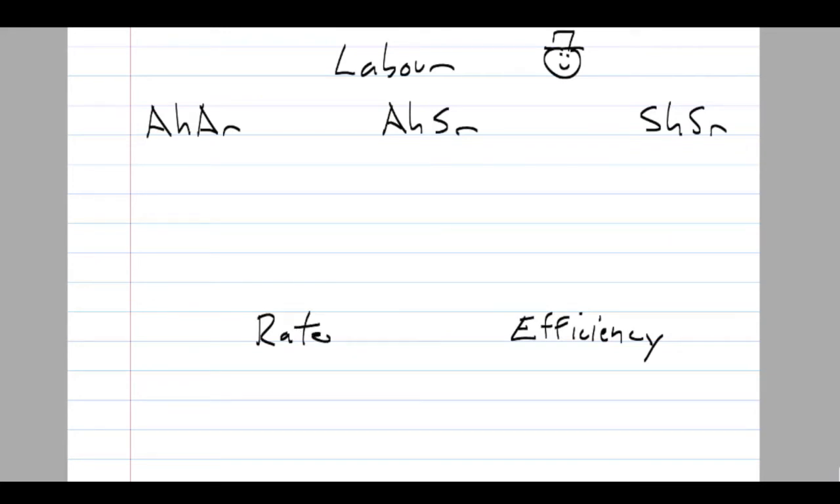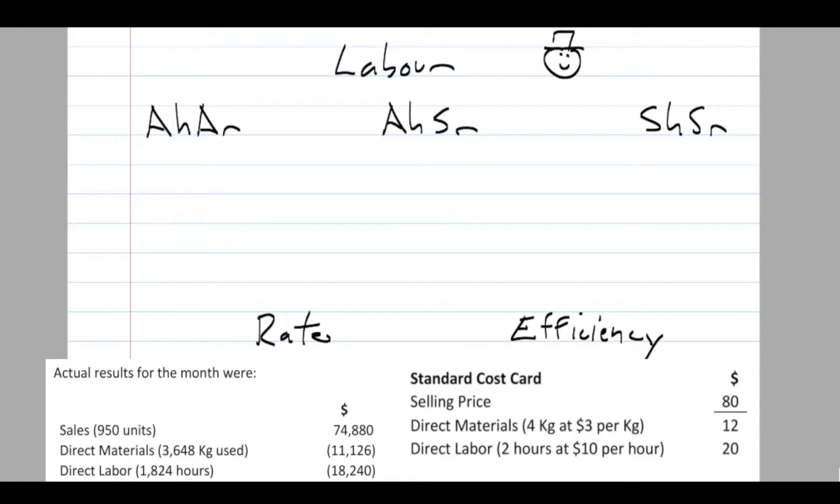Okay? Now, I'm showing you the information from the actual results and the cost card. Can you find the actual hours? I think you can. Can you find the standard rate? I think you can. I'll give you a hint. We're always talking about 950 units here. So I'll give you 1 minute. See if you can do this on your own. The clock is ticking. You've got to find the actual spend. Remember, AA is actual spend.